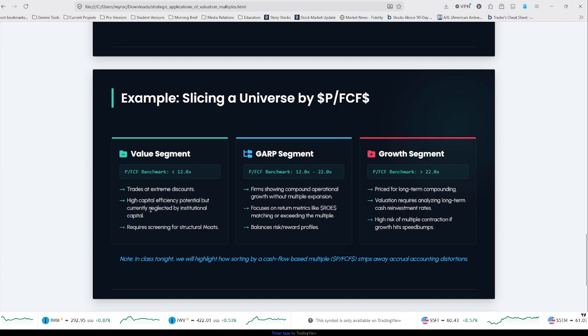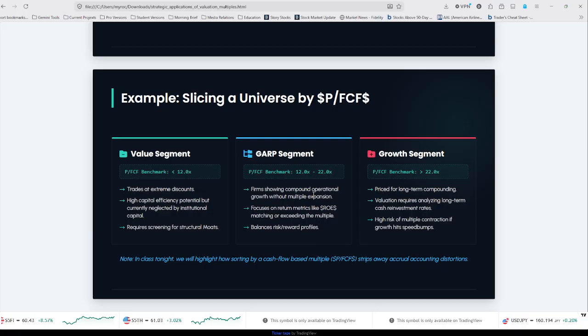High capital efficiency potential, but currently neglected by institutional capital. Requires screening for structural moats, meaning you need to find out if this is actually a company that has a competitive advantage or not. In this basket here, these companies are showing compound operational growth without multiple expansion, or they focus on return metrics like return on equity, matching or exceeding the multiple.